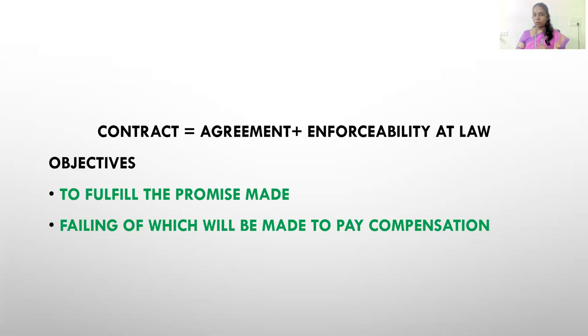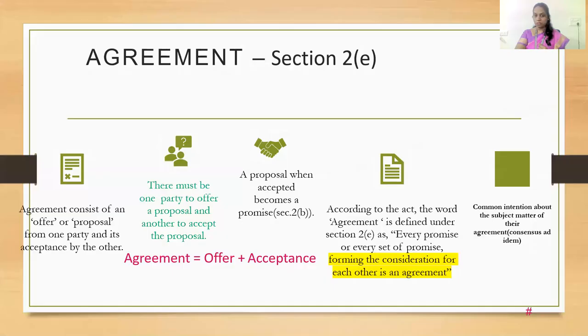And it also makes sure that if a party fails to keep up his promise or his commitment in a contract, there would be penalty and compensation, which gives a seriousness to this agreement and makes sure that the parties in a contract fulfill their promises. So, we learn about two terms under this particular contract. One is called agreement, and the other one is enforceability.